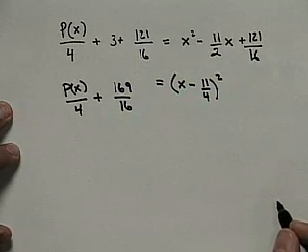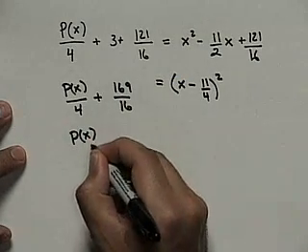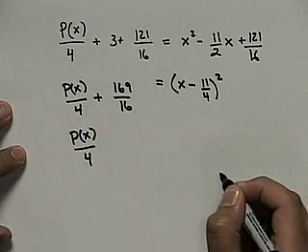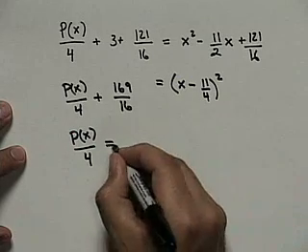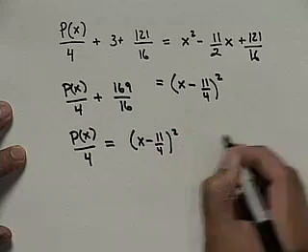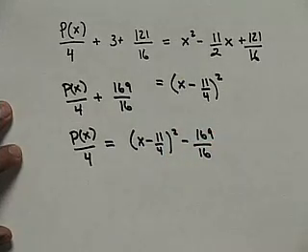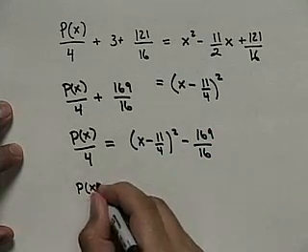Now all that remains is to solve this equation for p of x again. So the next thing we'll do is subtract 169 over 16 from both sides, and that will give us x minus 11 over 4 quantity squared minus the 169 over 16. And now finally we'll multiply both sides of the equation by 4 to get p of x alone.